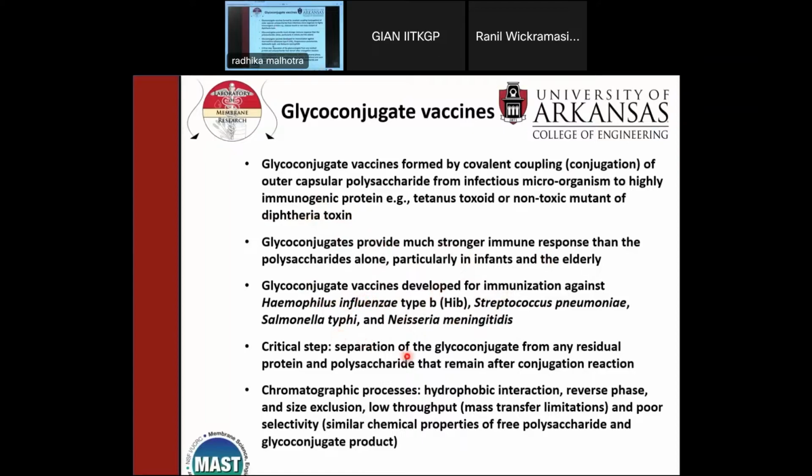The critical step is separation of the glycoconjugate from any residual protein and polysaccharide that remains after the conjugation reaction, okay? So you're covalently bonding these two together, but you must remove all of the, in chemistry terms, or in simple engineering terms, any of the reactants. You've got to get rid of them, okay? And to very high degrees. You can't just say you removed 90% or 95%. It really has to be very low, okay?